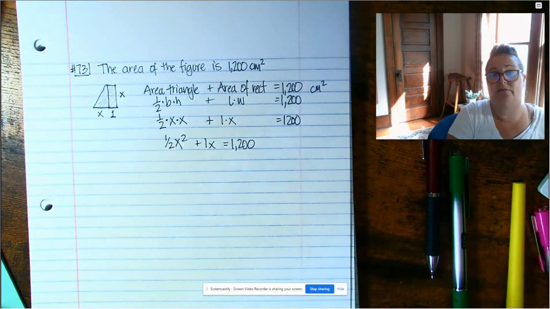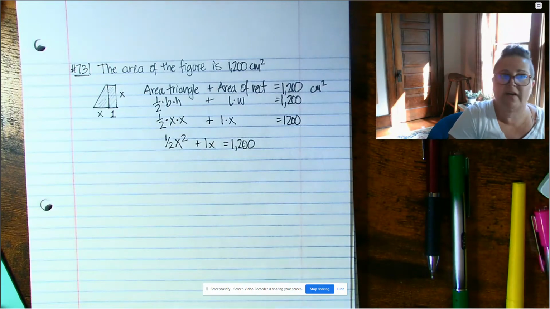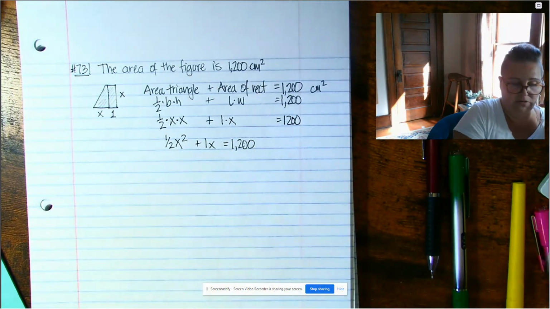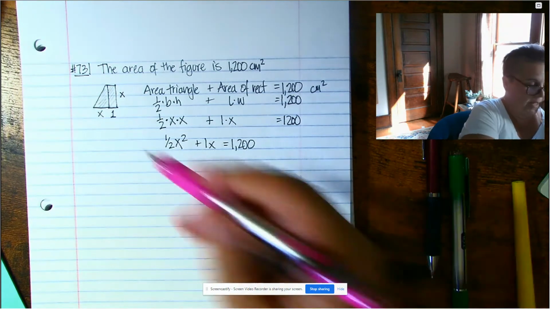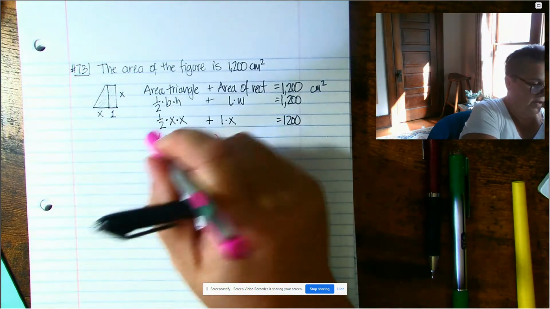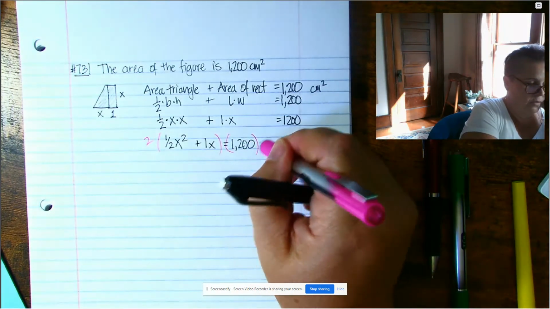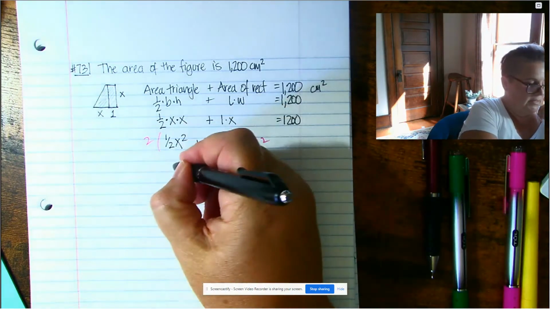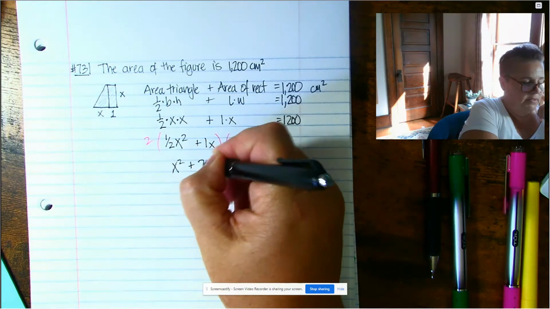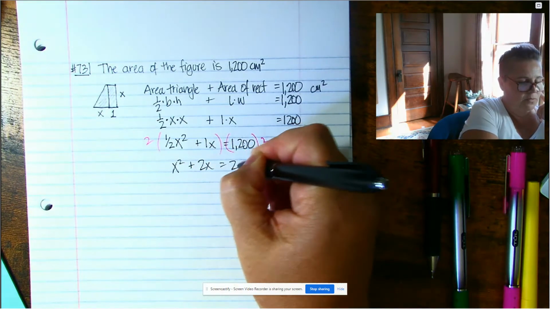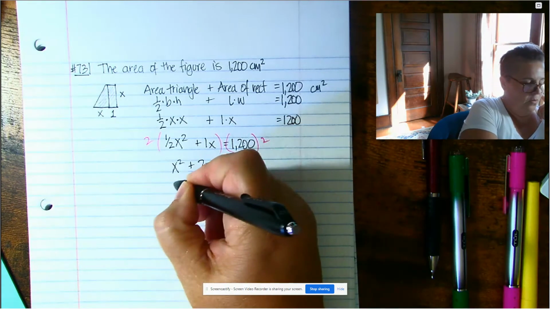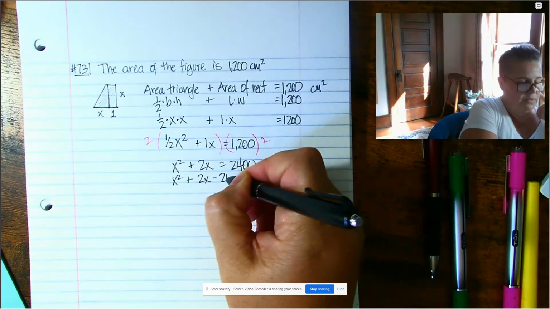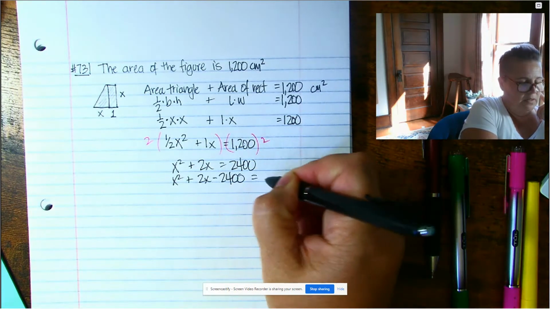Now, I don't like the fraction. Some of you will be just fine working with the fraction. I don't like it. Since I have a denominator of 2, I am going to go ahead and multiply both sides of this by 2 in order to eliminate that denominator. That's going to give me X squared plus 2X is equal to 2,400, or X squared plus 2X minus 2,400 equals 0.